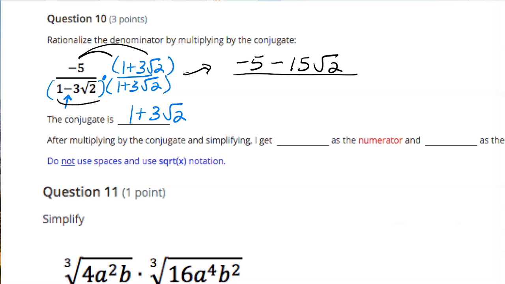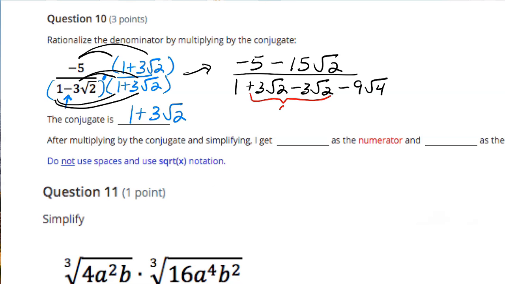Denominator, you get 1 times 1. 1 times 3 root 2. -3 root 2 times 1. And -3 times -3 is -9 root 4. Root 2 times root 2 is root 4. And notice that the middle term will always equal 0 when multiplying by the conjugate.